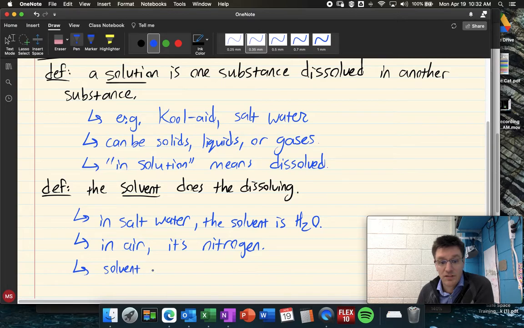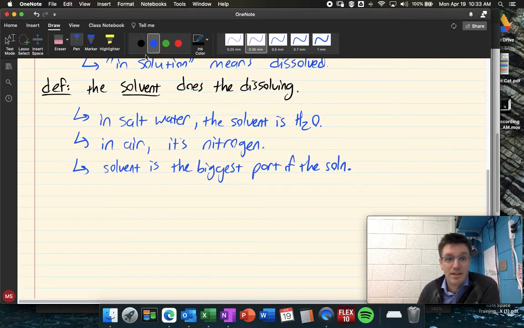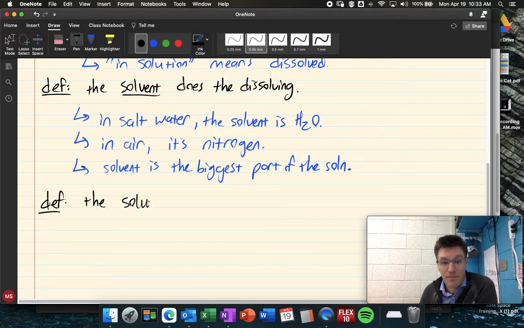Solvent is the biggest part of the solution. This is the abbreviation for the word solution, by the way. I was just running out of room there. Now, what gets dissolved, that's the opposite thing, is called the solute. So in our salt water, remember the water was the solvent. The solute is the salt.